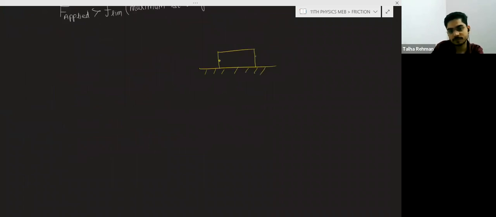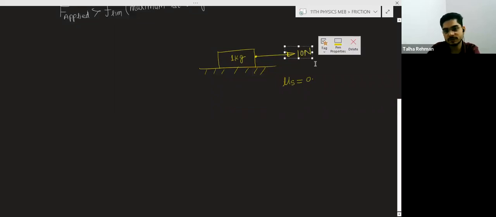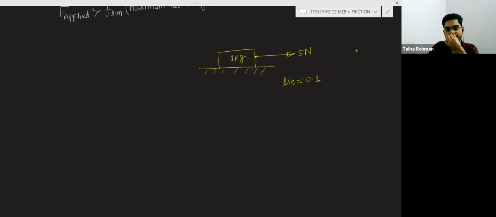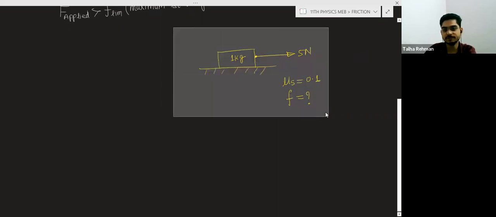I'm just asking one question to all of you. This is some surface, and this is one block. Here a force of 10 newton I am applying, and this mass is 1 kg. The force is 5 newton, and the coefficient of friction is 0.1 between the surfaces. So I am asking, what is the friction force? Can anyone tell me what will be the friction force?